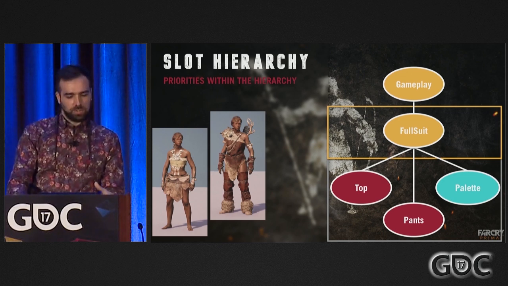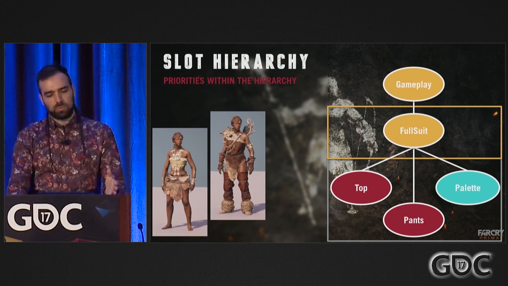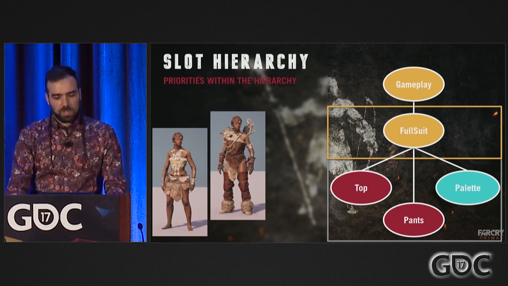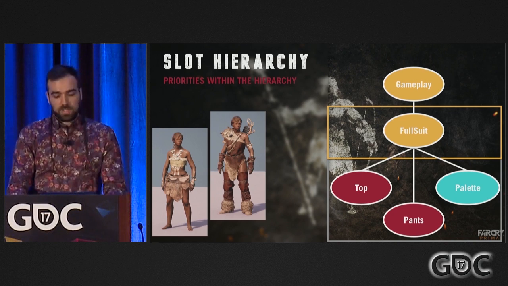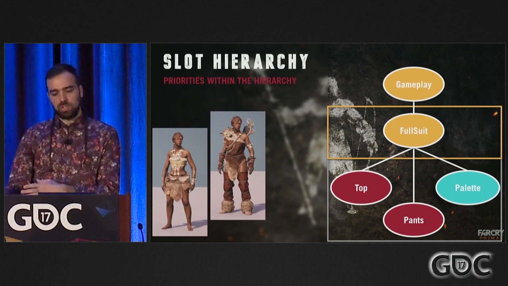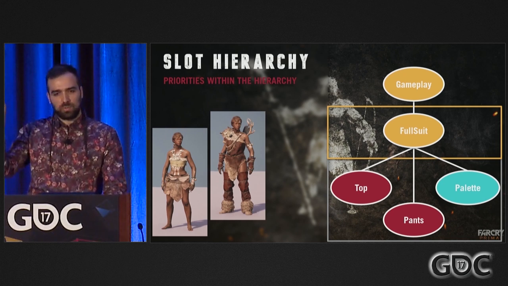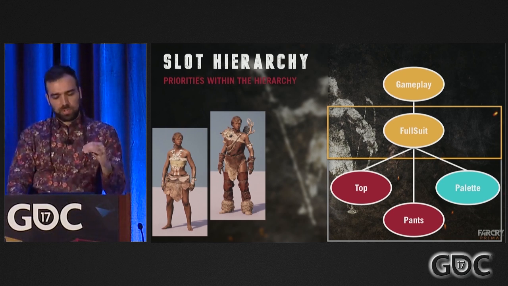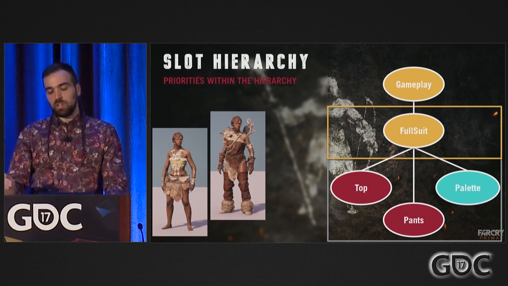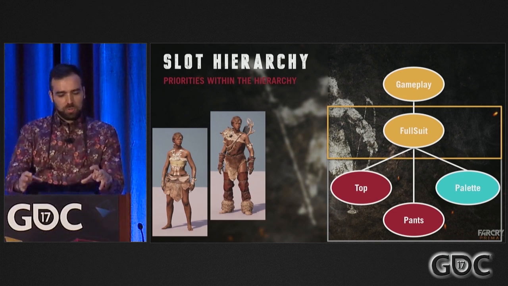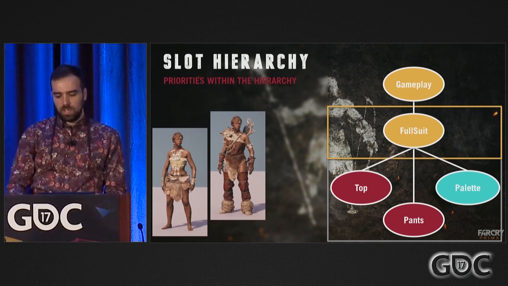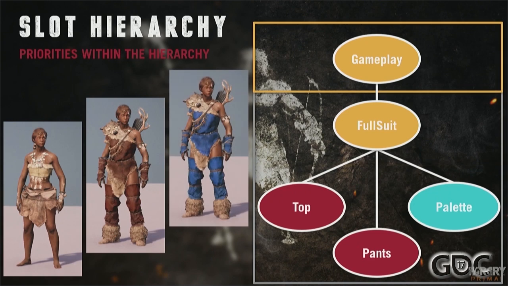Now, this character could try and go into PvP mode, and you want to display the team color of the character. So then you can give control to the gameplay team and say, okay, I created a slot for you in the hierarchy, and the rule with the hierarchy is that the higher the slot is, the more priority it has over the other slots. So when you put the suit, it overrides the top and pants, and when I give the gameplay team a slot, they override the palette, they put their item higher in the hierarchy, and they're going to be able to override the palette.